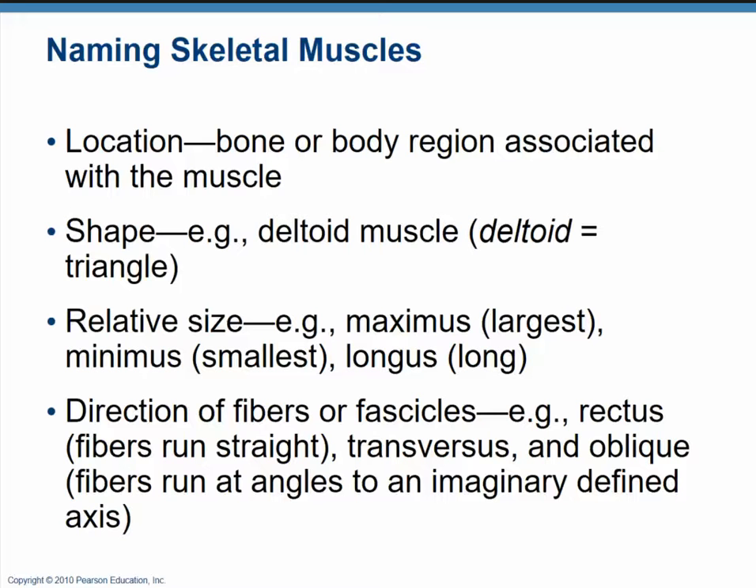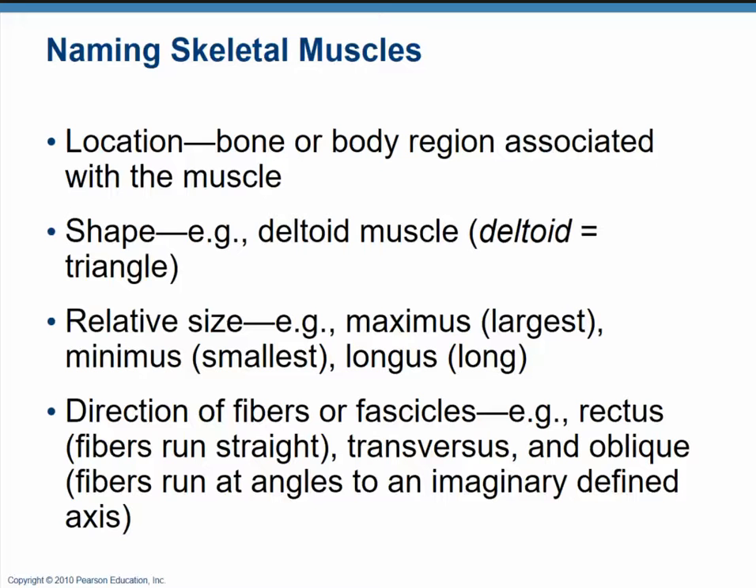Now, sometimes we name for the directions of fibers, and you're already starting to see that we mix these. We usually use 2 or 3 of these naming criteria. So rectus means straight up and down. So your rectum runs straight up and down. Rectus abdominis is the one that runs straight up and down in the abdomen. Rectus femoris is the one that runs straight up and down in front of your femur. Things like that. Transversus means it runs horizontally. So there's a transversus thoracis, transversus abdominis.